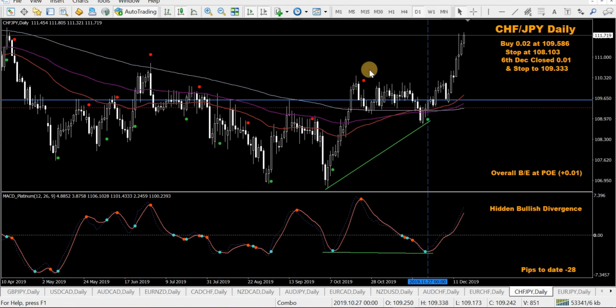Swiss franc, Japanese yen. This one's going all right. Took a buy back here based on hidden bullish divergence. That was not a bad setup. The MAs already tightened up. And I closed half when the MACD Platinum went through the zero level, and I brought my stop up. So now my stop will remain there until I get a red dot on my MACD Platinum. Once I get a red dot on my MACD Platinum above the zero level, I will then probably go down to, say, a 4-hour chart or something like that and look for a place to put my stop somewhere.